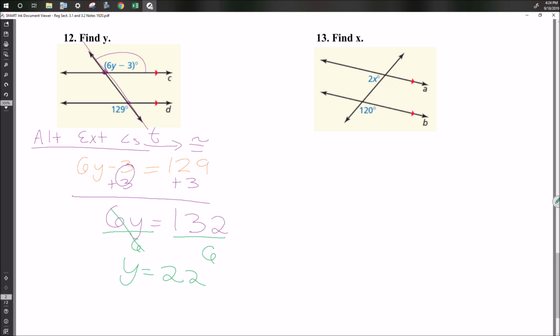And so we finish solving number 12. We noticed they were alternate exterior angles. We know that those are congruent, so we set those angles equal, and then we solve for y.